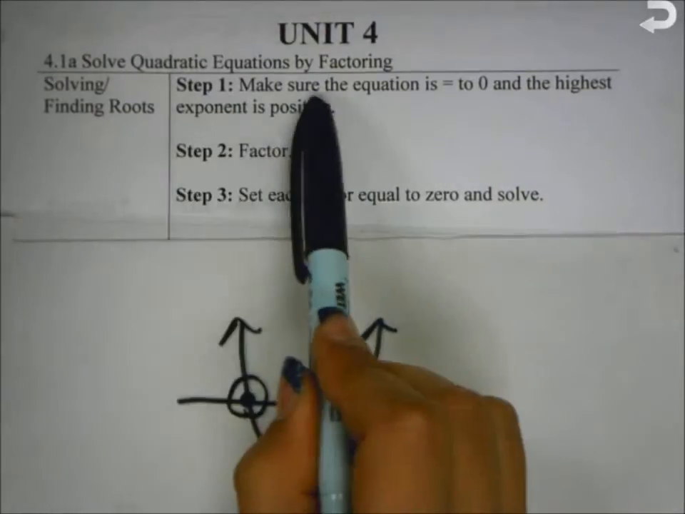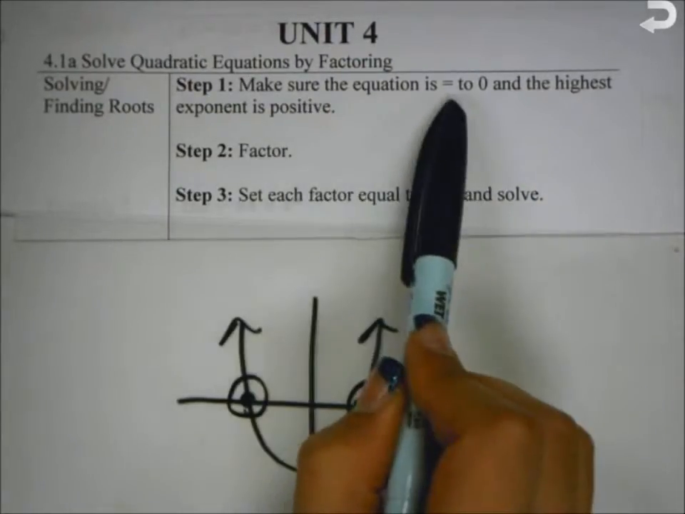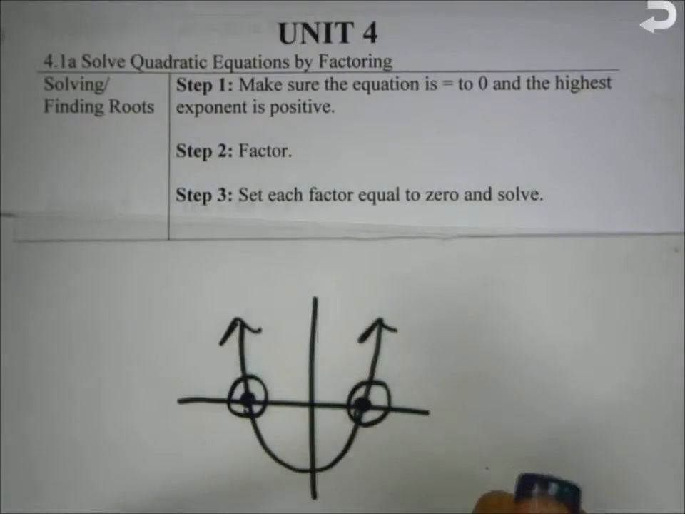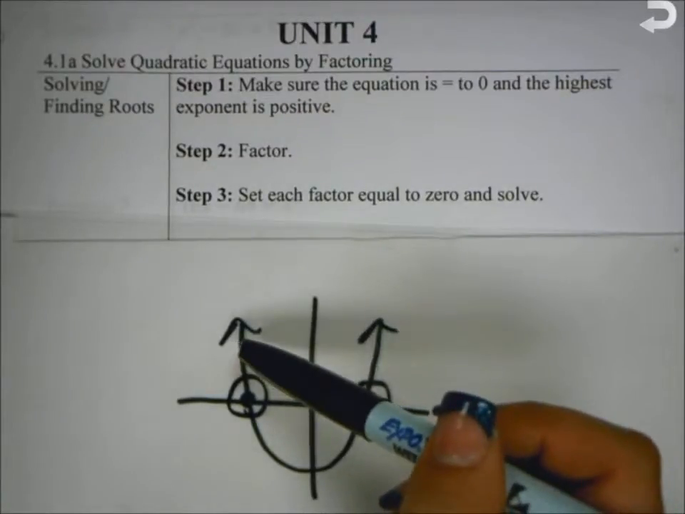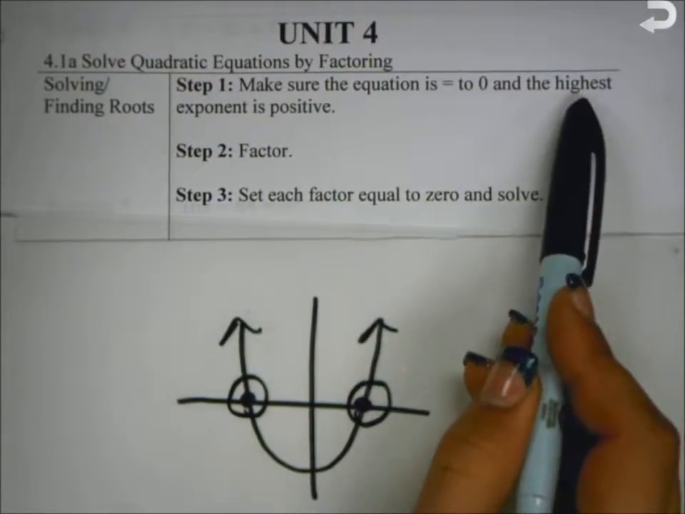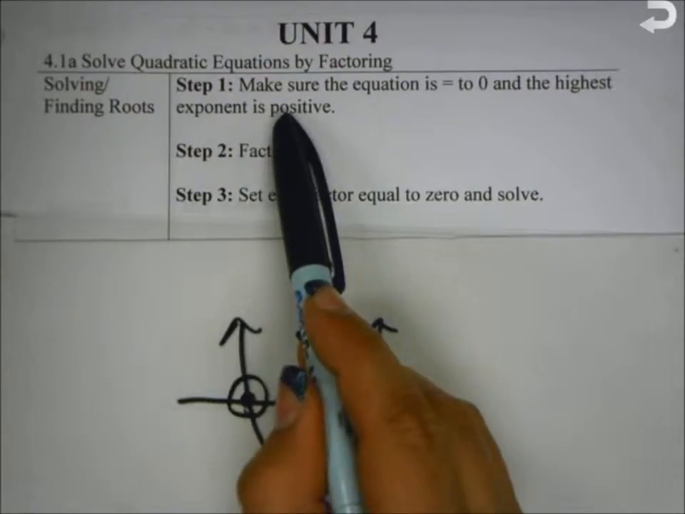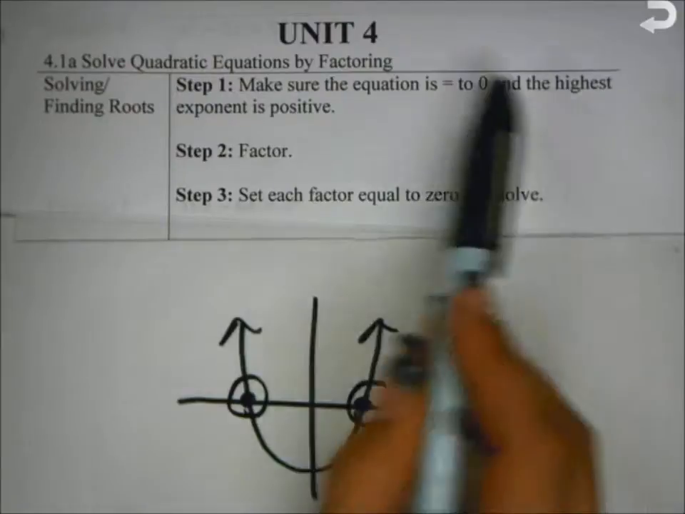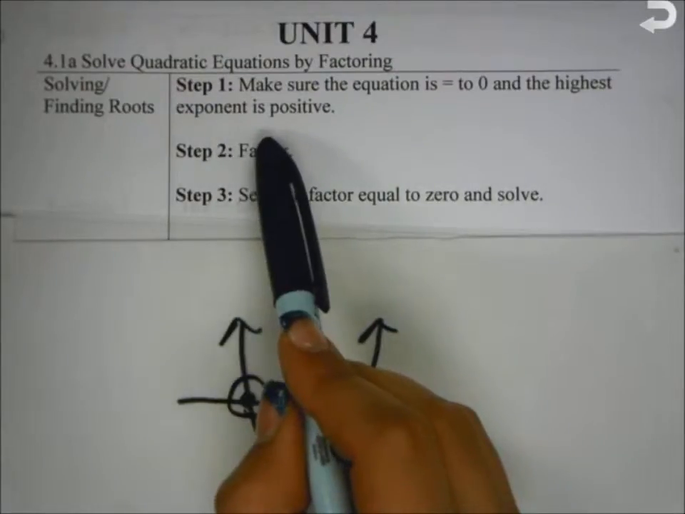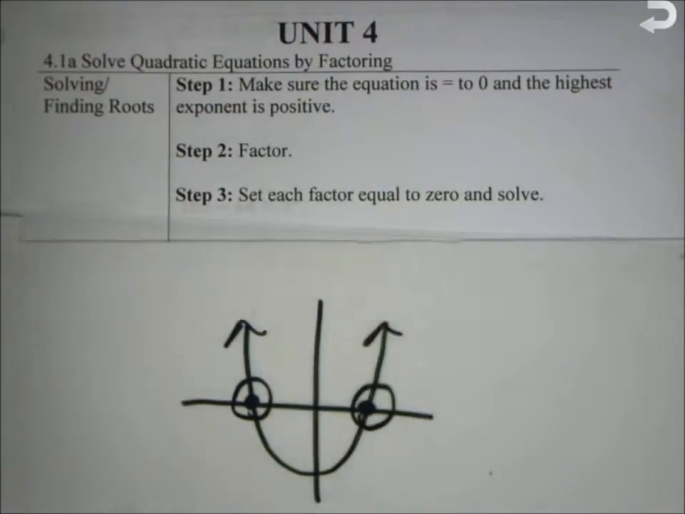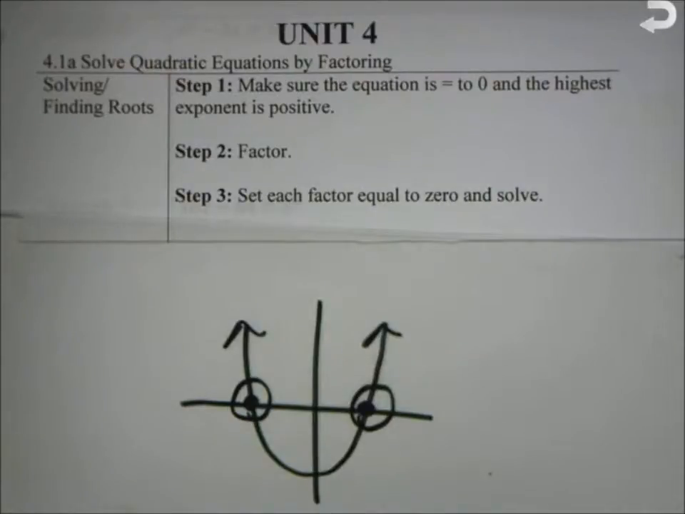Step 1, the first thing we want to do is make sure the equation is equal to 0. If it's not, we have to get it equal to 0. And we also want to make sure that the highest or the largest exponent has a positive coefficient. So we need to make sure that the largest exponent is positive. If it's not, we can move it to the other side to make it positive.